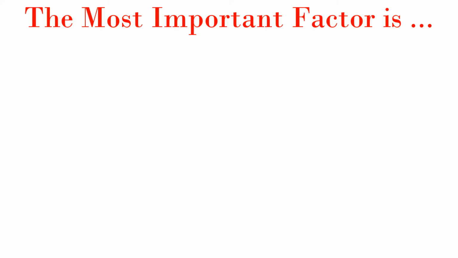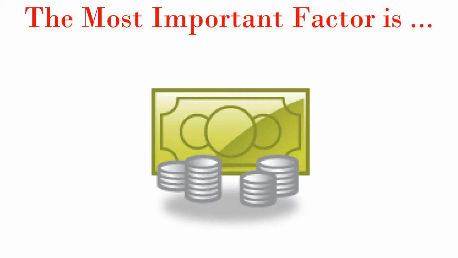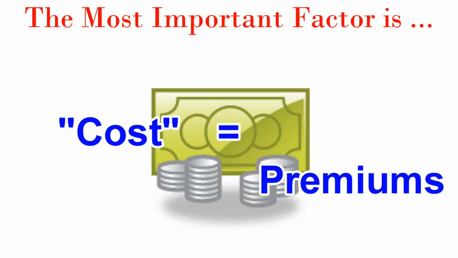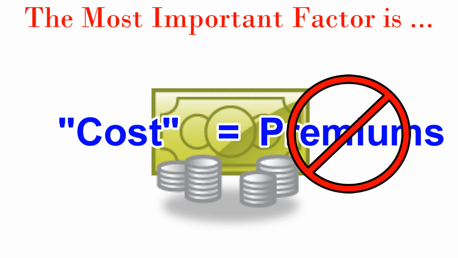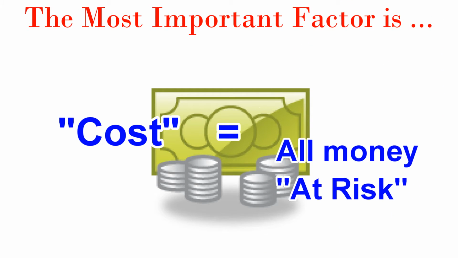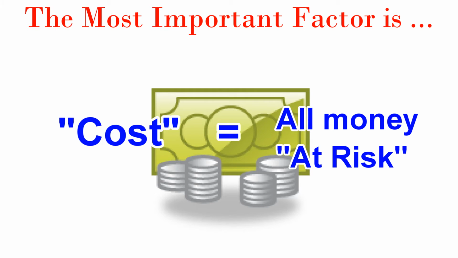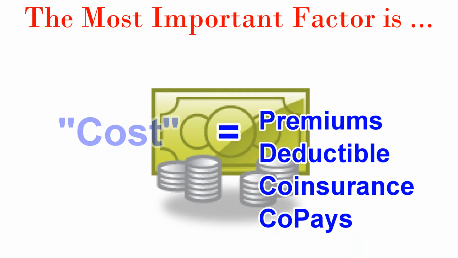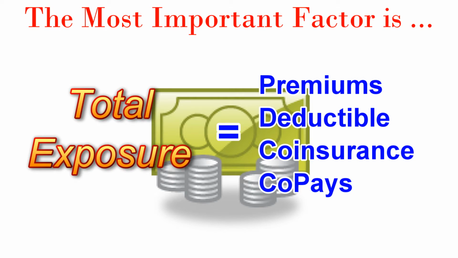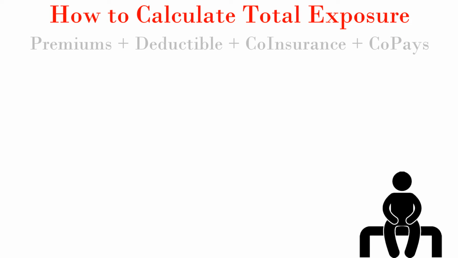As with most of your daily decisions, the biggest factor when choosing a health plan is going to be money. It's important to realize, however, that cost is not just the premiums deducted from your paychecks. It also includes the money at risk to healthcare expenses each year under your health plan through your deductible, coinsurance, and copays. We will refer to this as your total exposure. Let's take a quick look at the various components of total exposure.